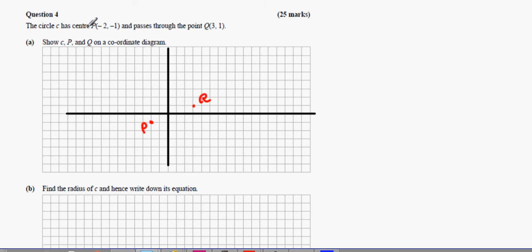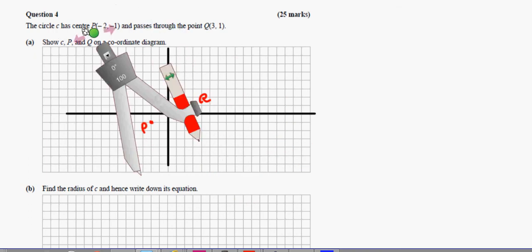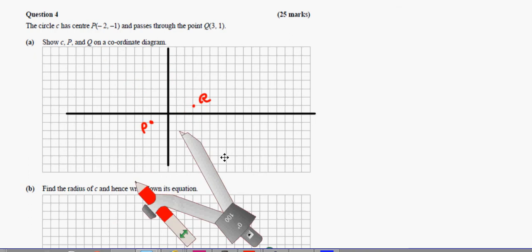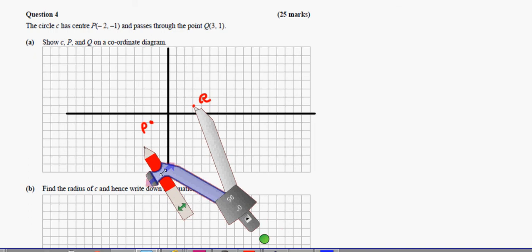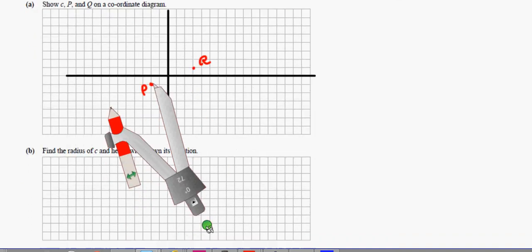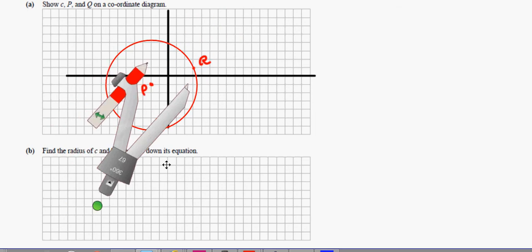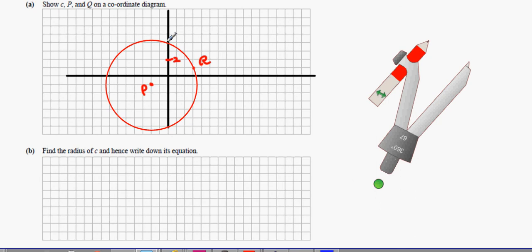And then it has a center P and passes through Q. So you're going to get a compass. And what you do with the compass is you take it out. And we're going to basically make sure that this is the right size. So make sure that it's rotating around P and going to touch Q. So you have to make sure that it goes right through Q. Okay, and this is going to be your circle here. And then just make sure you have a couple of markings in to show your scale. You have minus 2, minus 4, then you have another minus 2, minus 4 there.